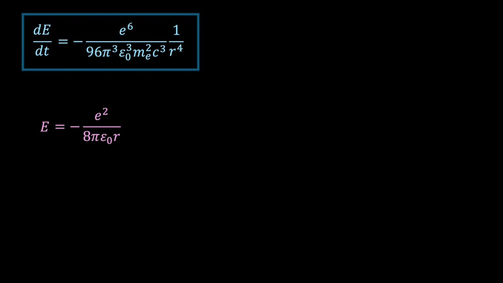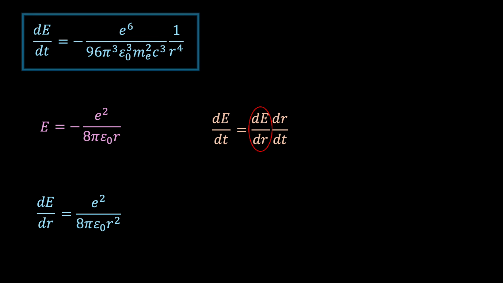Next, we want to differentiate this expression with respect to time so that we can equate it with the expression we derived earlier from the Larmor equation. To do this, we make use of the chain rule to write dE by dt equals dE by dr multiplied by dr by dt. Now, we can calculate the first of these terms by differentiating the total energy with respect to r, in which case we find e squared divided by 8 pi epsilon naught r squared. If we then sub this back into our chain rule product, we find the following expression.